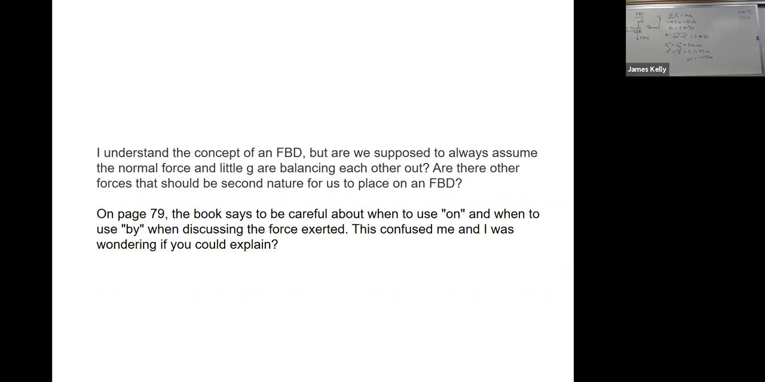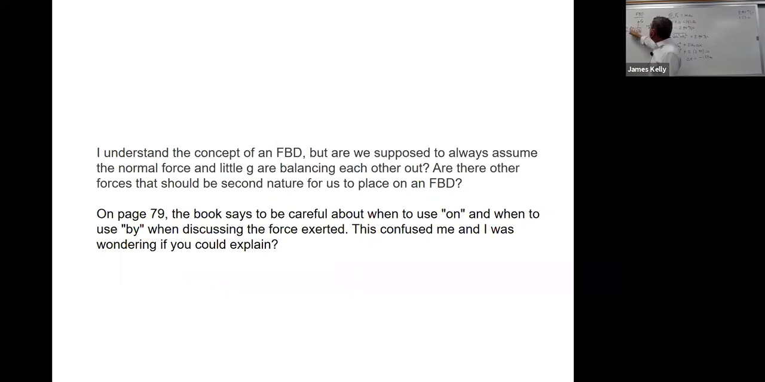On page 79, the book says to be careful when we use "on" when discussing the force exerted. In my example of me standing on the scale, there's a force exerted by me on the scale, and the force the scale exerts on me. It's hard to even say that, but we will find out that it's extremely important to know.